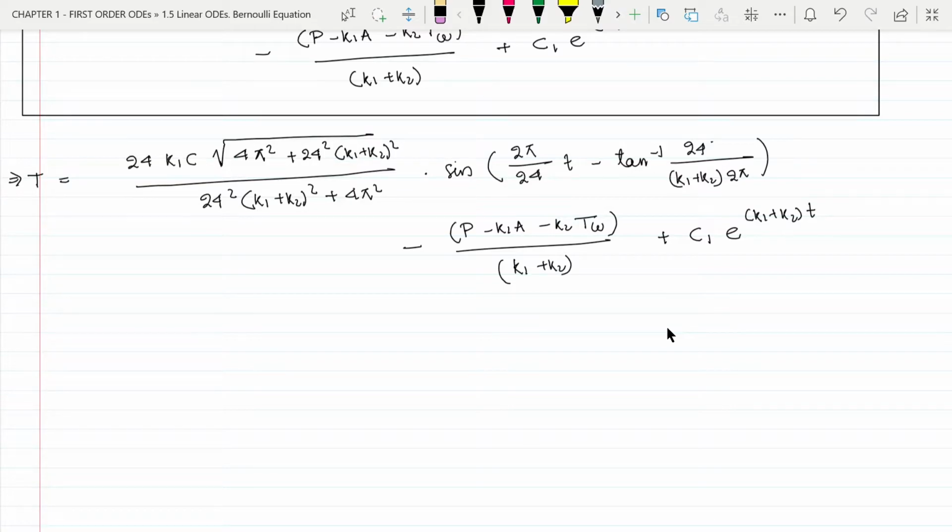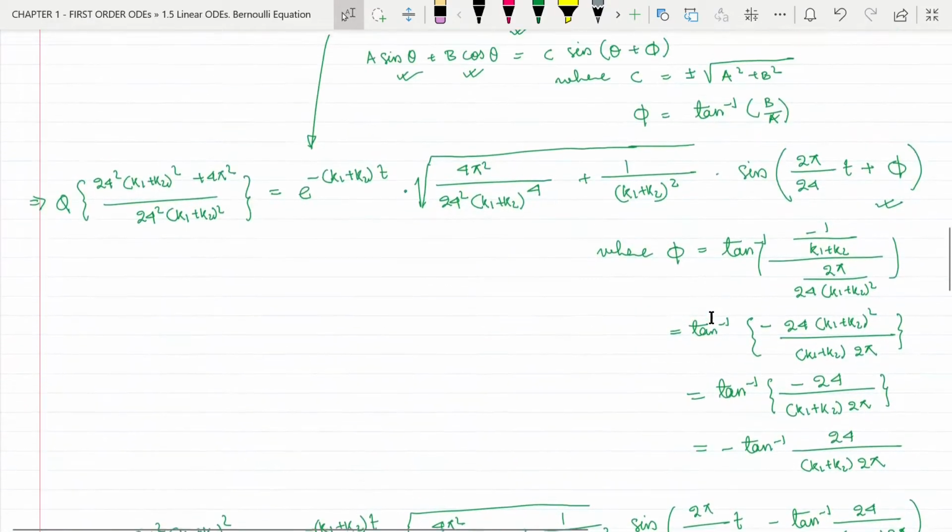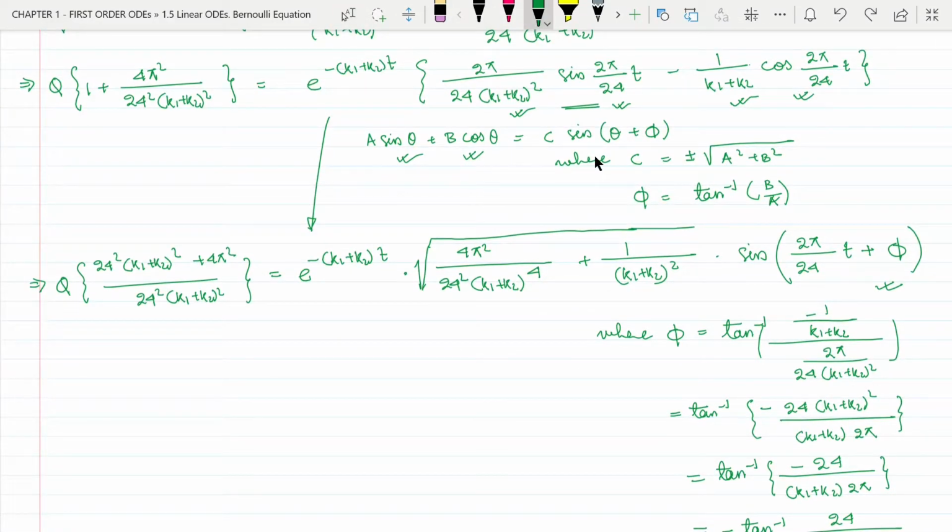Before proceeding further with the problem, I would like to correct two mistakes that I have made while solving it. One of the mistakes is that the C value should be the absolute value of the square root of a square plus b square, which means it should be the plus value of the square root of a square plus b square. But during solving the problem, we have already considered the positive value. So the problem goes on correctly after this step.